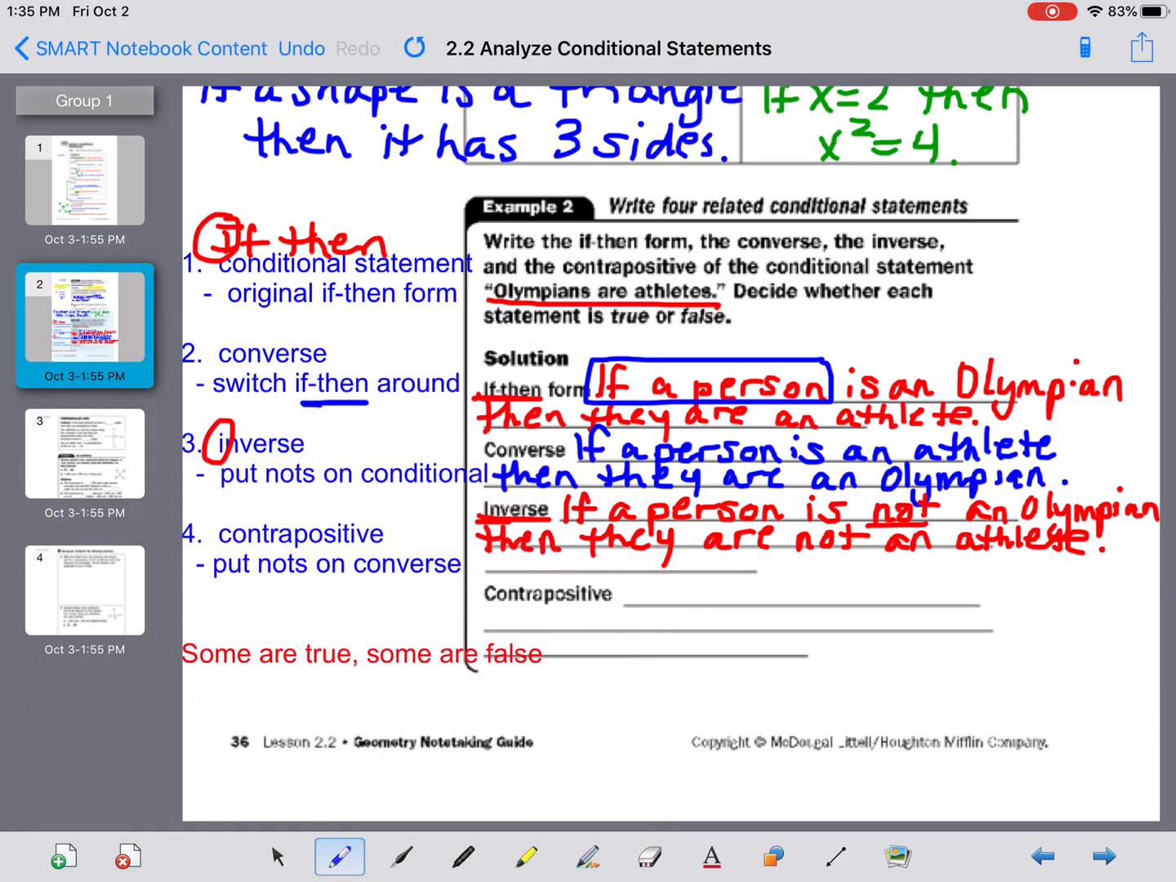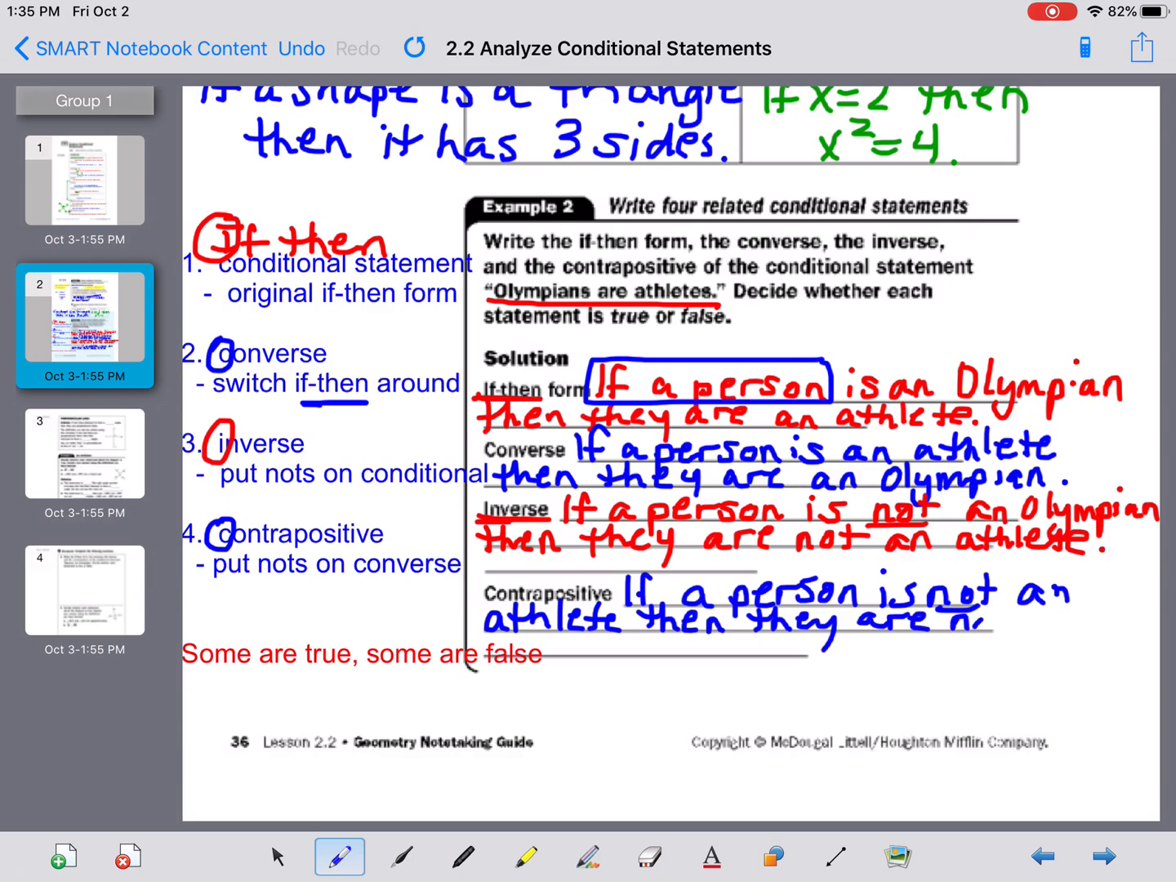And my final one, my contrapositive, which starts with a C, is going to go back to my converse, which starts with a C, and puts nots on my converse. So I'm going up to my converse. I had if a person is an athlete, then they are an Olympian. Now I'm going to put nots on that one. So I get if a person is not an athlete, then they are not an Olympian.